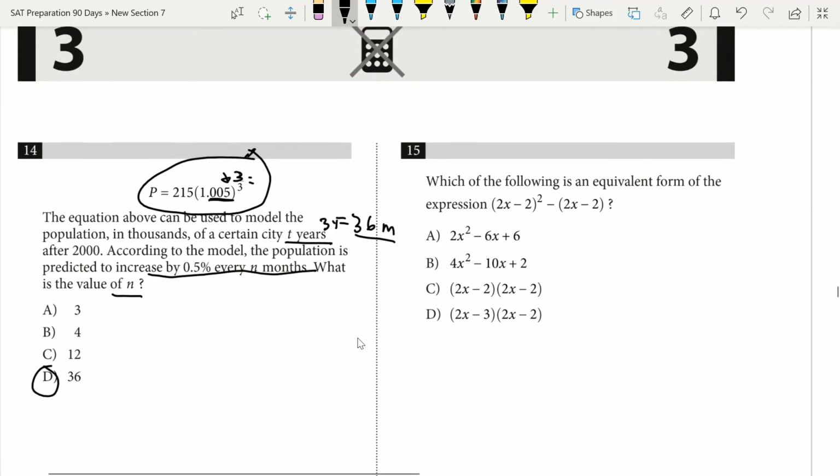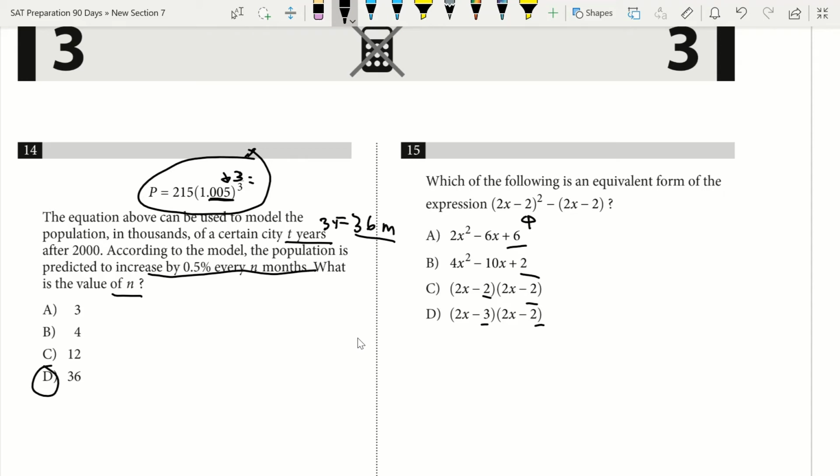All right, question 15. Which of the following is an equivalent form of the expression 2x minus 2 squared minus 2x minus 2? All right, first thing that I'm going to do is I'm going to look at what I can use to get rid of wrong answer choices as quickly as I can. I see I have different numbers here, here, and possibly here and here as well for my last term. So I'm going to solve for what my last term equals first.